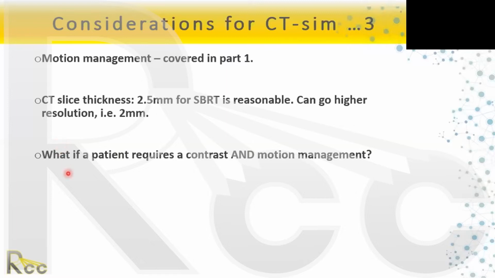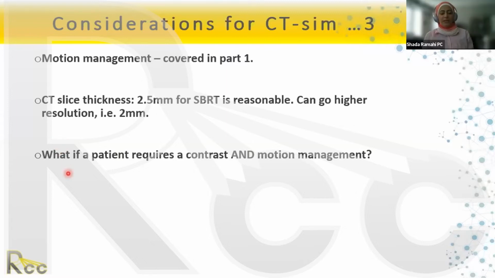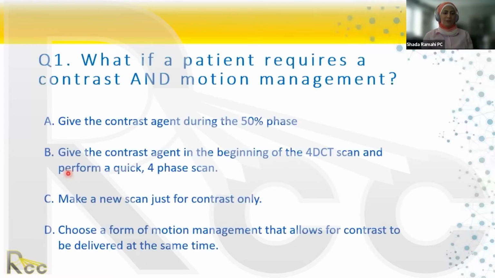Now here comes a question, and then please get the Zoom poll ready. What if I need to scan a patient with contrast and also do motion management? All right, so what do we do? Here are the options. What if a patient requires contrast and motion management? The first option, A, give the contrast agent during the 50% phase. We've talked a lot about the 50% phase being our baseline. This is the most stable.